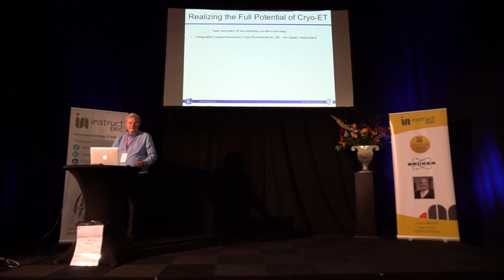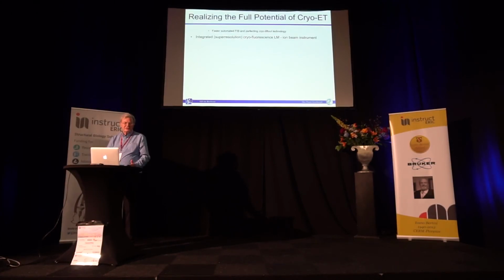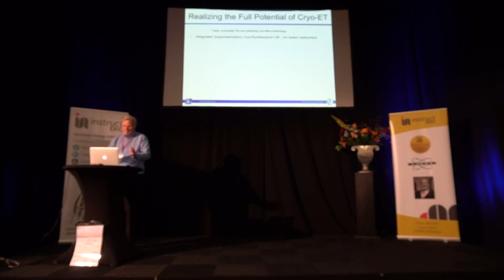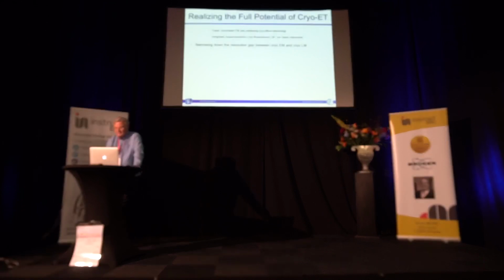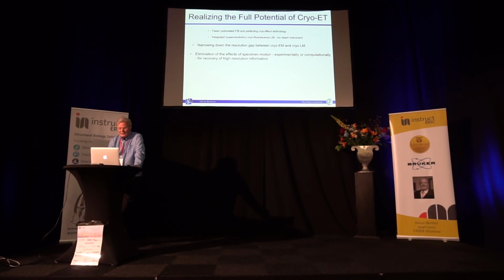What is needed is to integrate a cryofluorescence microscope into an ion beam instrument. Again, there are three or four projects around the world doing this, in order to target things, to simplify the workflow, to avoid contamination and these things. I think we should aim for narrowing down the resolution gap between cryo-EM and cryo-light microscopy, fluorescence microscopy, bring it down to a resolution in the 10 nanometer range so that we can really superimpose and map the fluorescent signal directly on the tomogram, combining the power of identification with high resolution imaging.